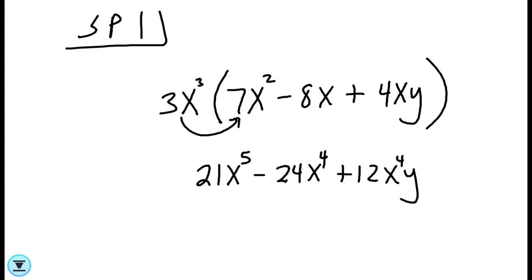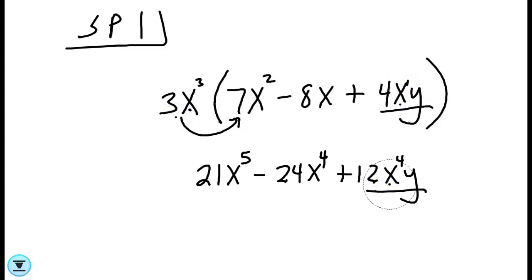All right, and there it is. The only thing that was a little bit weird about the whole thing was this last one I put a y. But that doesn't really matter. The y is just going to stay exactly the same. It doesn't really do anything. But the 3 times the 4 becomes 12, and the x to the third times x to the first becomes x to the fourth. But the y just stays there.